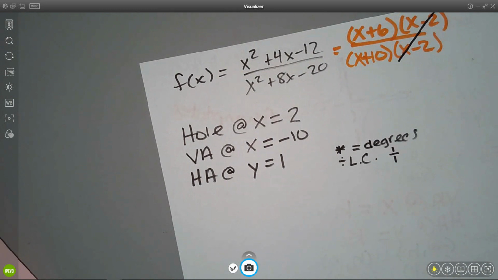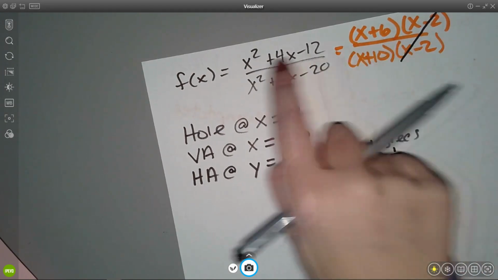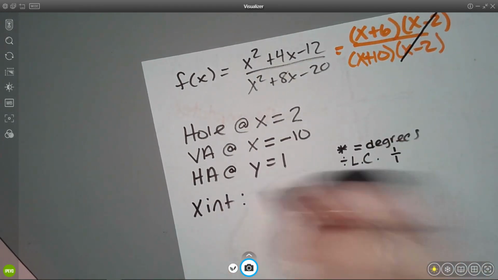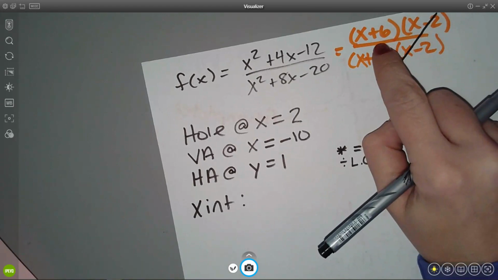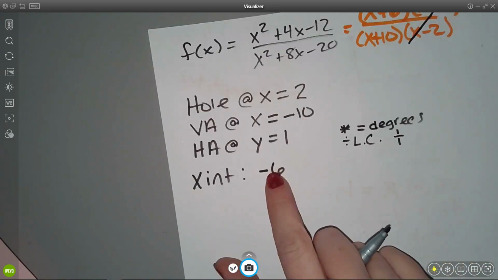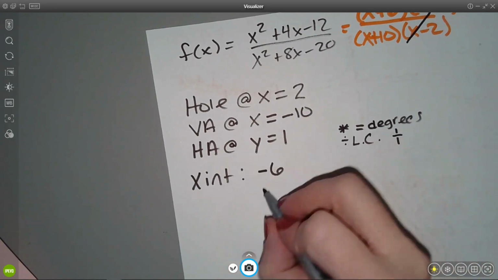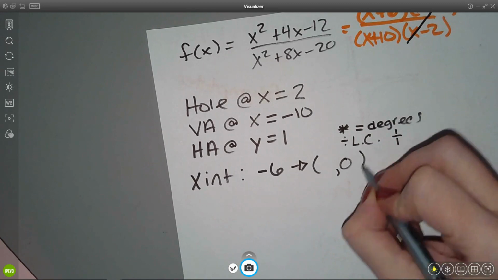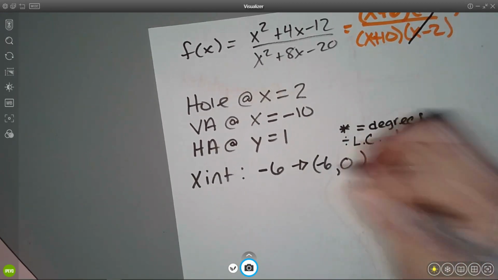Okay. Next, I want to look at my x-intercepts. My x-intercept is going to be the zeros of the numerator. So I have an x-intercept at the value of negative 6. I don't like it when students write it like that. Because it's an intercept, you need to write it as a point. The x-intercept is when y equals 0, so it's negative 6, 0.